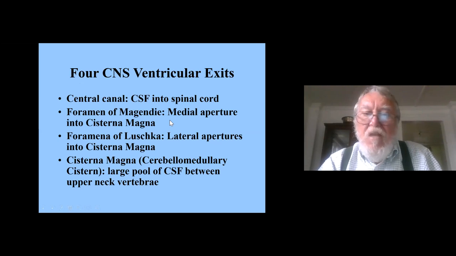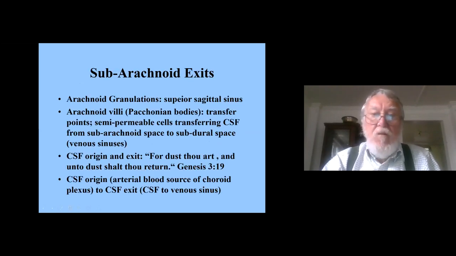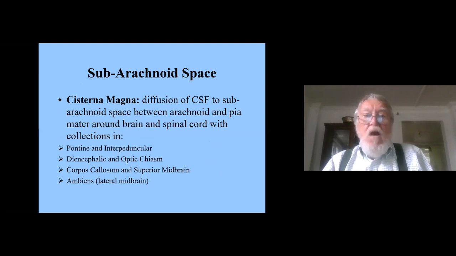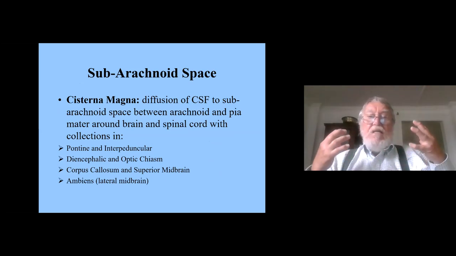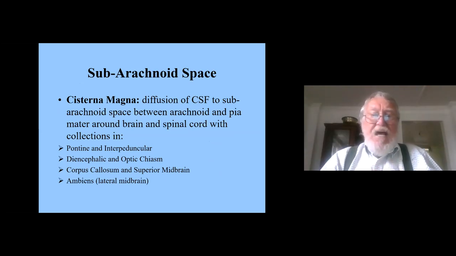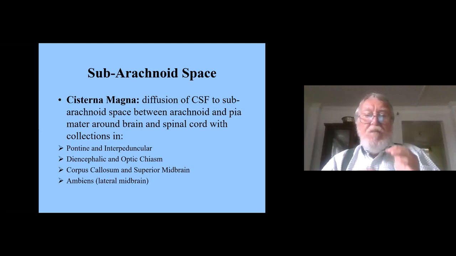Okay? So we have the central canal, the foramen of Majendie, the two lateral foramina of Luschka, and then the cisterna magna. So now we now go into the subarachnoid space. So there's a diffusion of CSF to the subarachnoid space, which of course is found between the arachnoid and pia mater around the spinal cord.